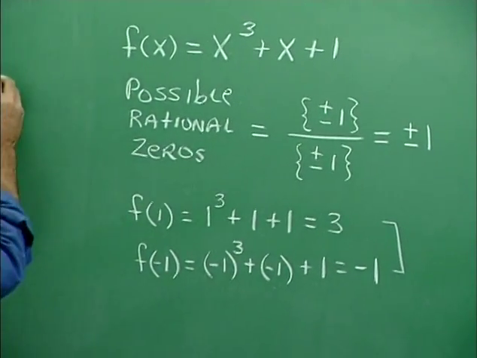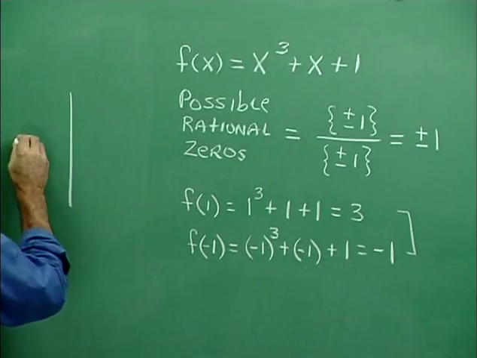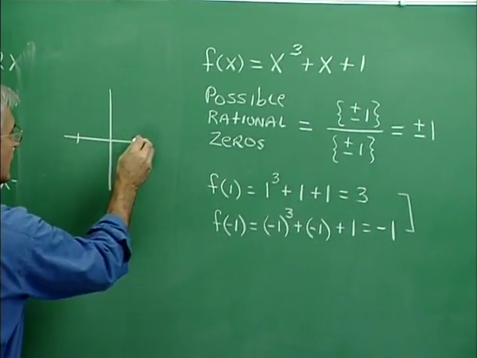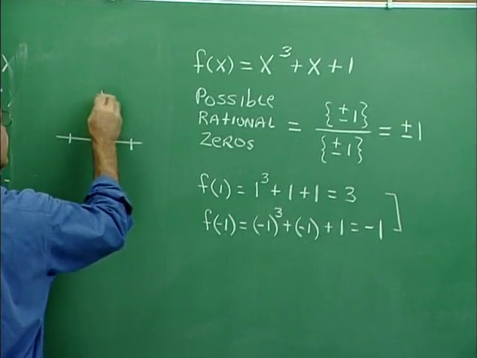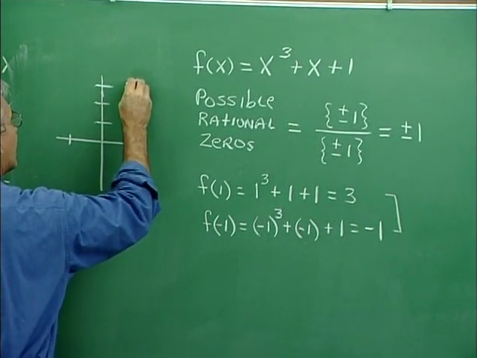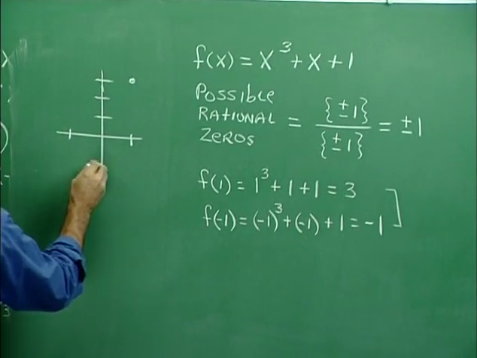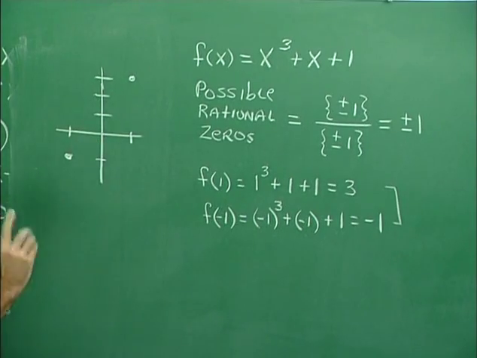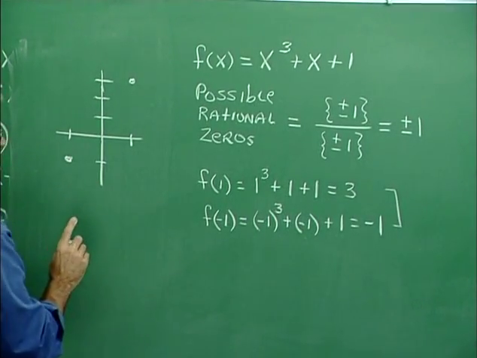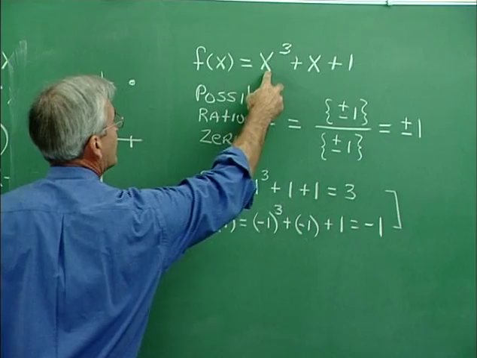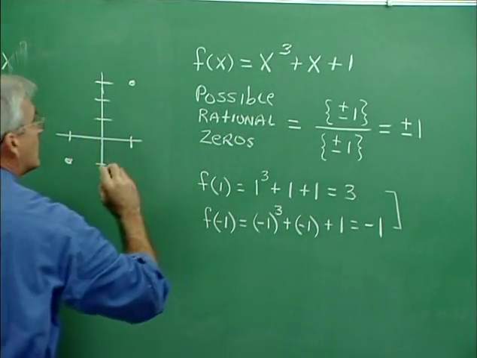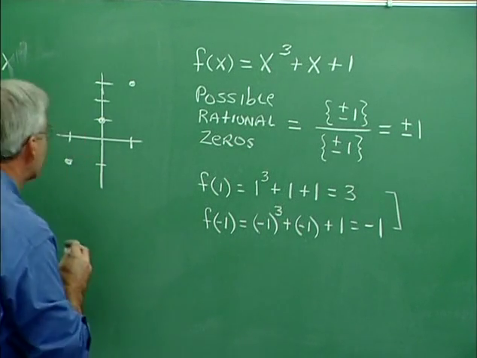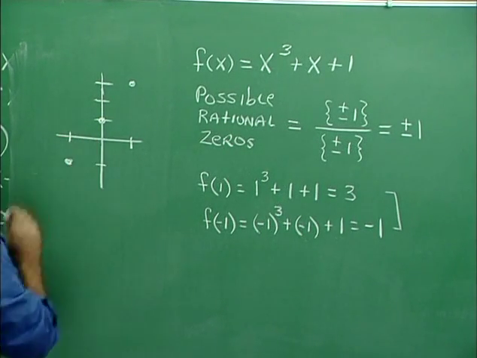We think this way. F of 1 is 3. F of negative 1 is negative 1. So there's a crossing within the interval. What about f of 0? Let's see what that gives us. Well, up here, if x is 0, these go out and we have 1. So f of 0 is 1. Aha, now we've narrowed our crossing to the interval from negative 1 to 0.